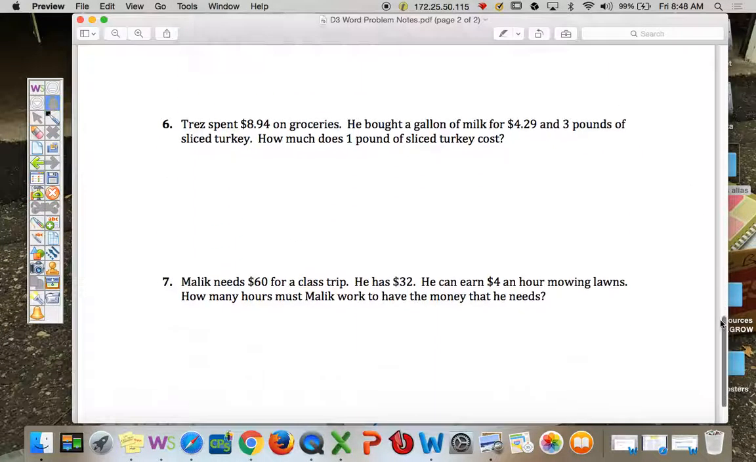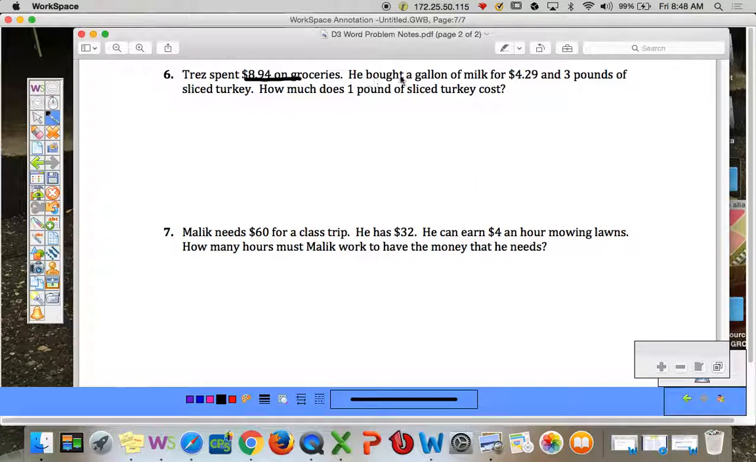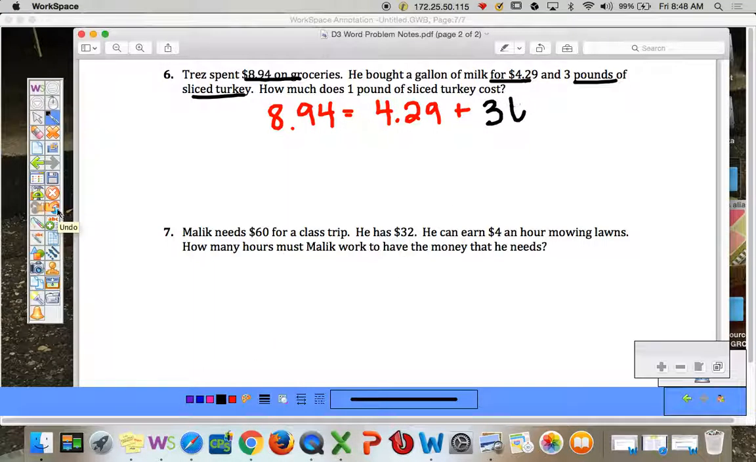Last 2, Troy spent $8.94 on groceries. He bought a gallon of milk for $4.29, 3 pounds of sliced turkey. How much does 1 pound of sliced turkey cost? Well, we have our $8.94. We have 1 gallon of milk for $4.29, and then we have 3 pounds of sliced turkey. Maybe I'll use P for pounds. Okay, we will subtract $4.29 from each side.